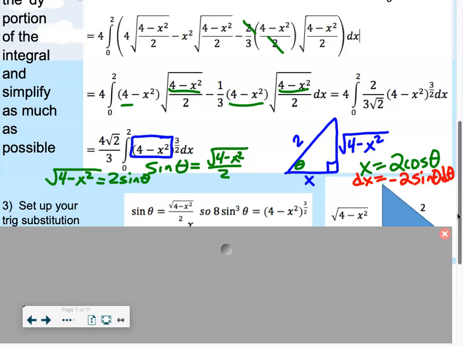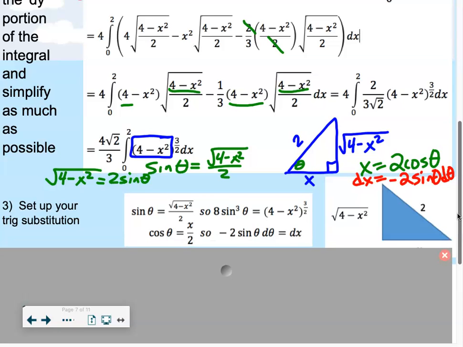Okay. So sine, there's me just cubing both sides. So you get that. And that's me showing you how you get the d theta and the dx. So now we are going to replace this guy with 8 sine cubed theta, and we're going to replace this guy with negative 2 sine theta d theta.